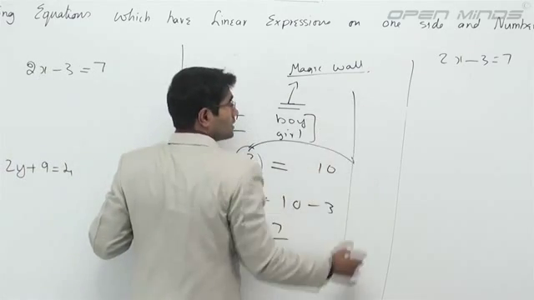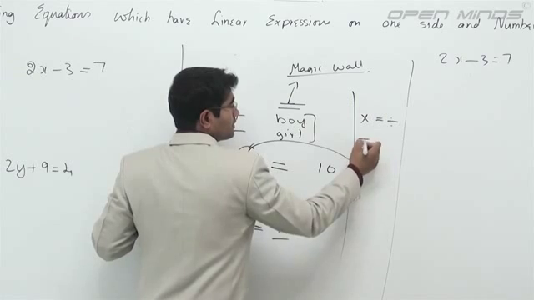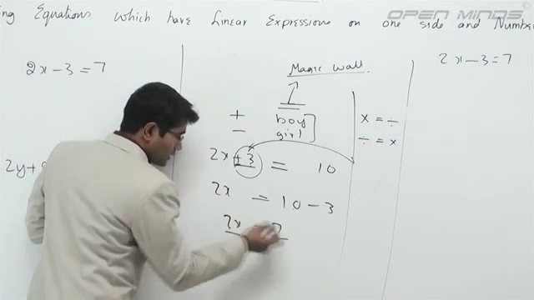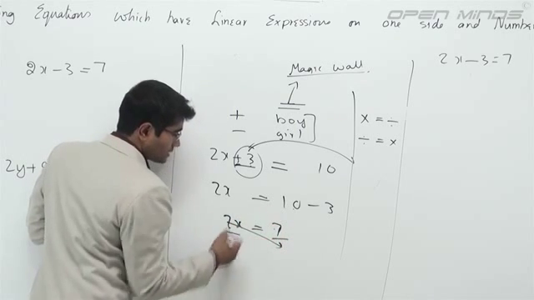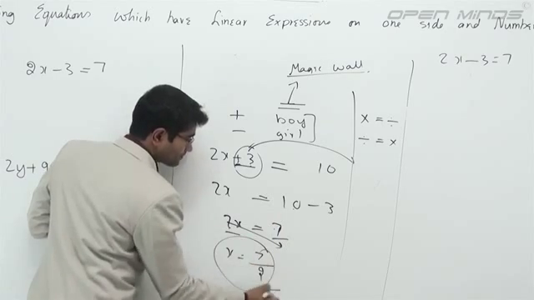Now, there's one more thing here: when multiplication goes on the other side, it becomes division. And when division goes, it becomes multiplication. So in this case, when 2 goes on the other side, 2 would not go into 7, but 2 would go down as divided by 2. So x is 7 by 2, and that's your answer.